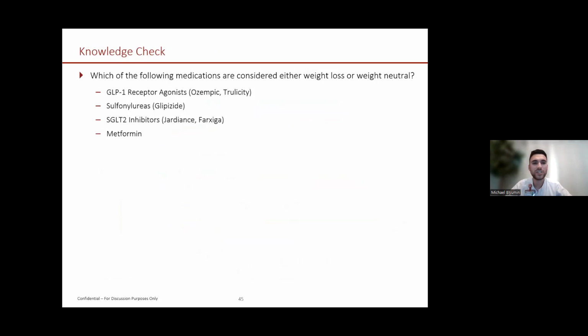Now let's do a quick knowledge check. Which of the following medications are considered either weight loss or weight neutral? So we have our GLP-1s, Ozempic, glipizide, Jardiance, metformin. So it's all of them but glipizide. Ozempic and Trulicity are weight loss or weight neutral. They're weight loss. SGLT2 inhibitors cause weight loss. Metformin is weight loss or weight neutral.